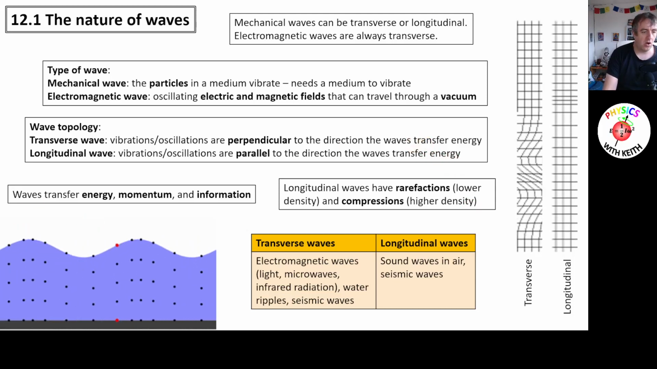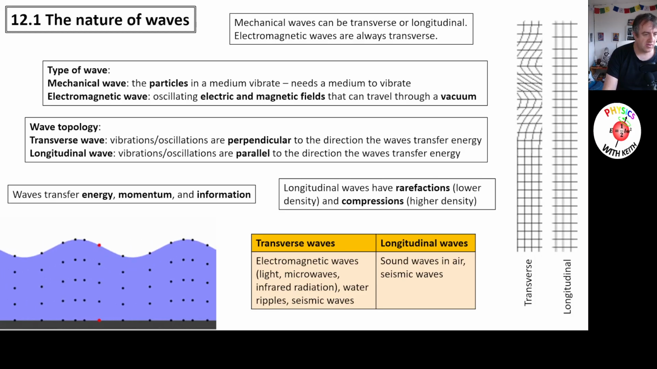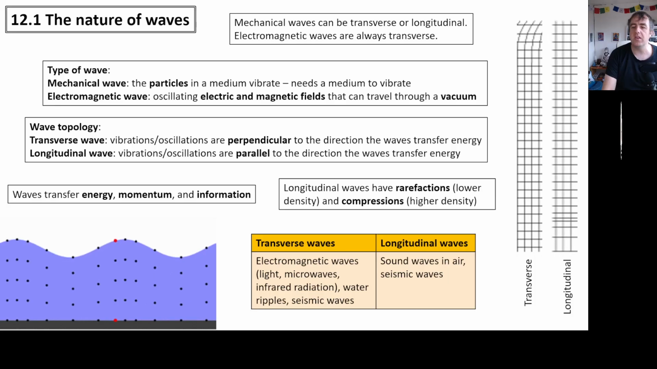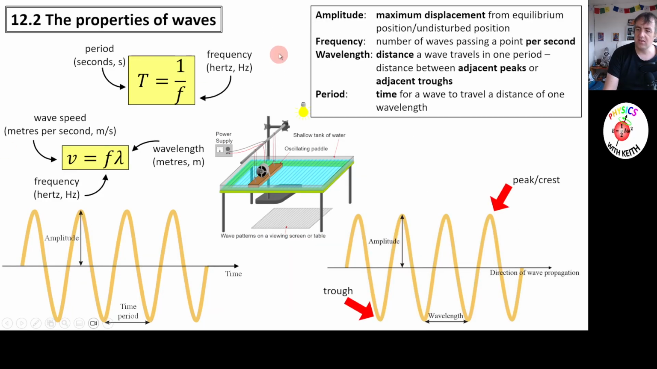Right, let's move on then. That's the basic nature of waves. Let's move on to some of the properties of waves. Lesson 73, the properties of waves. So I've got two diagrams here, and I've done this deliberately. One of them is time on the x-axis. The other one just says direction of wave propagation. So that is a distance along the x-axis. Time along the x-axis on the graph on the left, distance along the x-axis on the graph on the right.